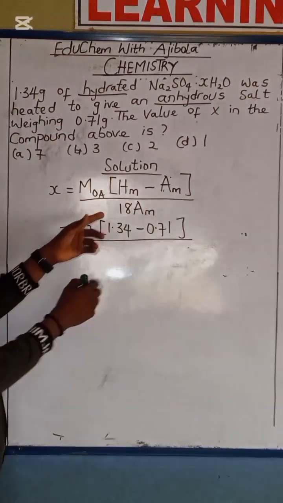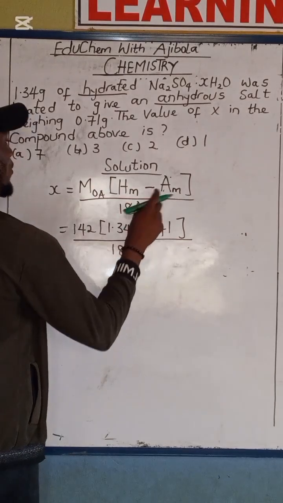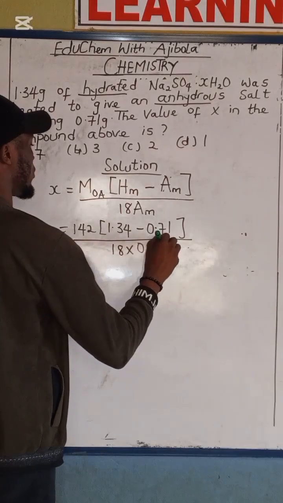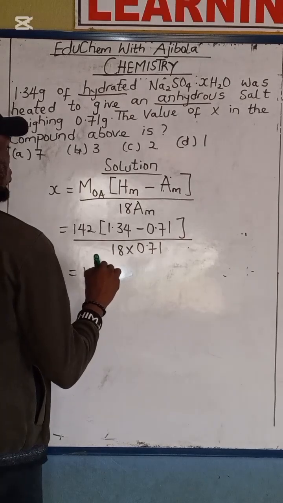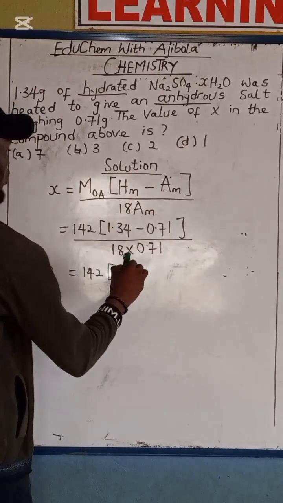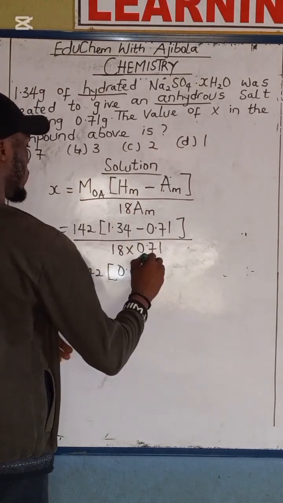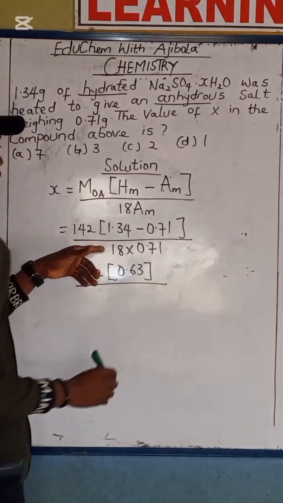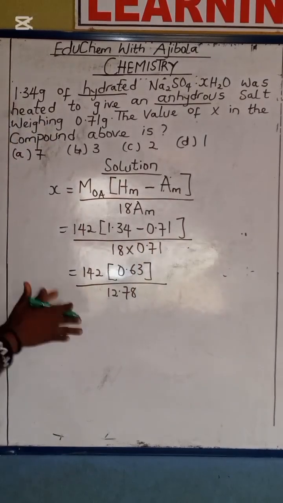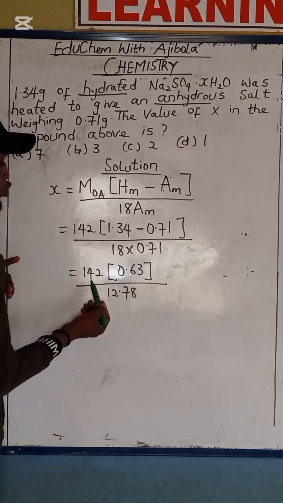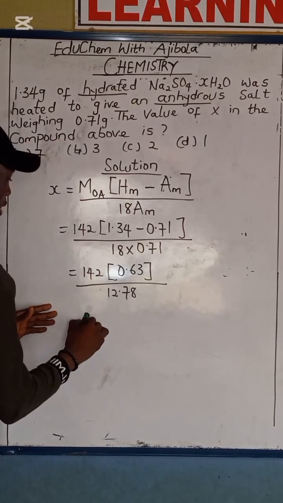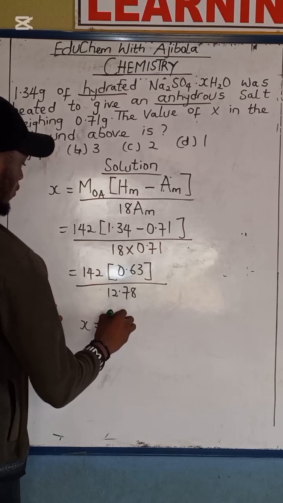0.71 all over 18 multiplied by, what is the mass of the anhydrous salt again? That's 0.71, right? And this becomes 142 open bracket, 1.34 minus 0.71, which gives us 0.63. Yes, 0.63 all over 18 times 0.71, which gives us 12.78. Now, 142 multiplied by 0.63. Remember, what we are looking for is x. So x now is equal to, that should give us 89.